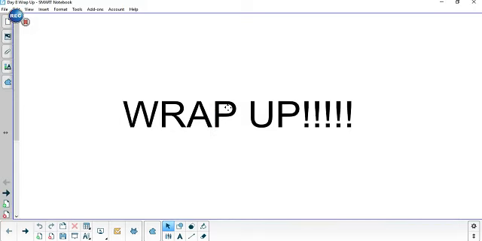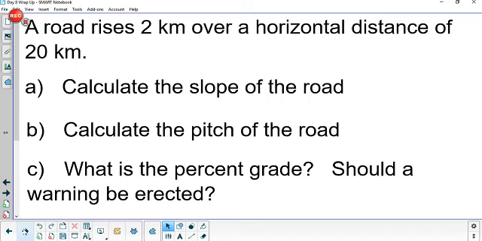This video is going to give you a quick overview of everything that we've learned in the outcome on slope. So it's just going to kind of tie everything together. A road rises 2 kilometers over a horizontal distance of 20 kilometers. We want to calculate the slope of the road. Well, slope is rise over run.